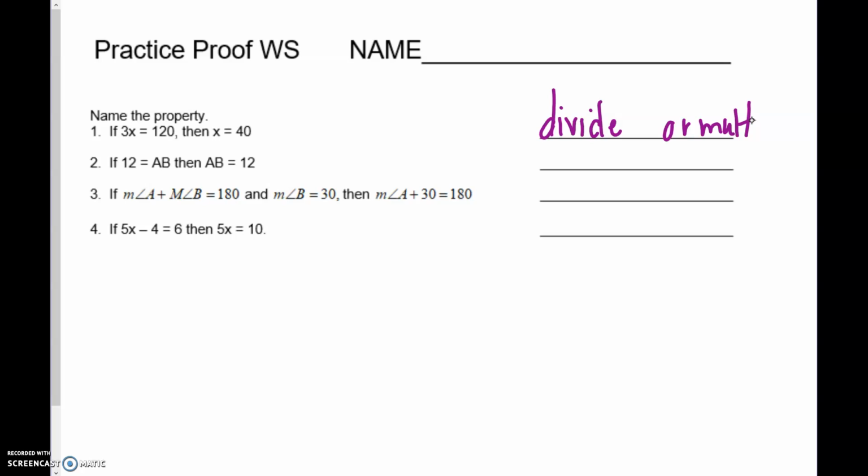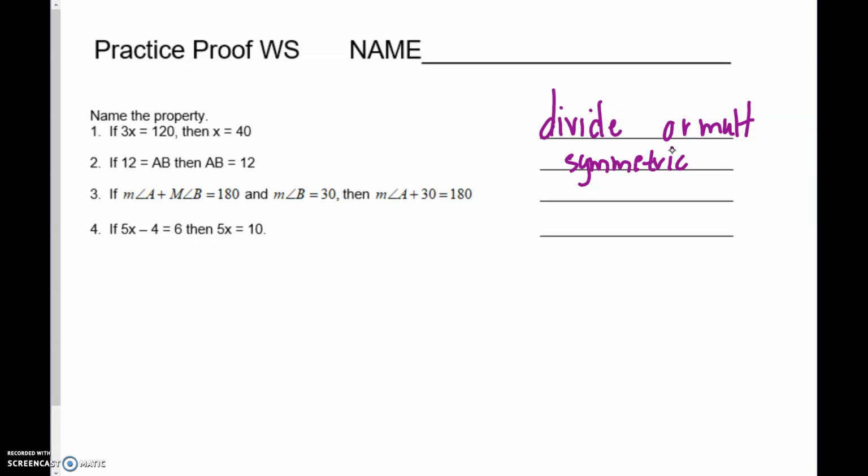All right, in step 2, we've got 12 equals AB, and in the next one, it's AB equals 12. So they're switching them on the equal sign. This is called the symmetric property of equality. Symmetric property of equality.